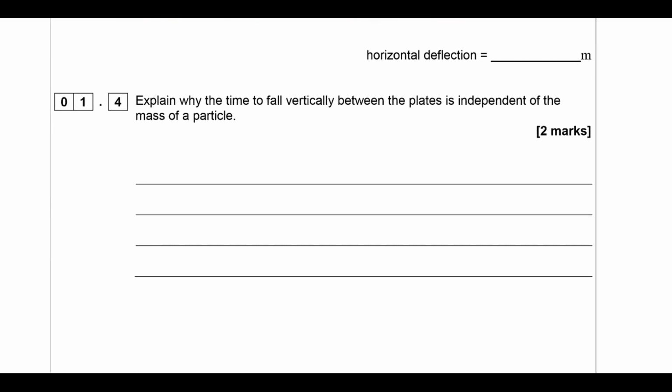Explain why the time to fall vertically between the plates is independent of the mass of the particle. The first point I make is that in the vertical direction, the only force acting on the particle is the weight force, equal to mg. But we want the acceleration, so acceleration is force divided by the mass. So if the weight force is the only force, that is going to be equal to g.